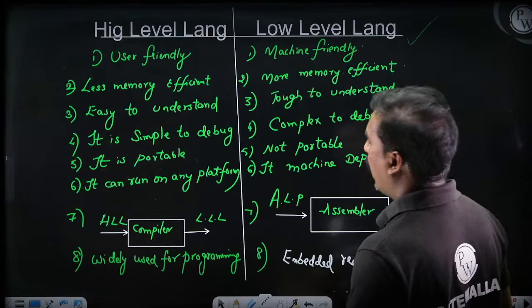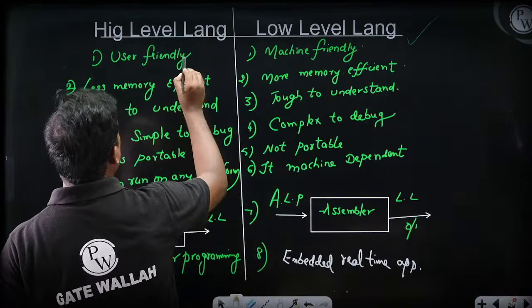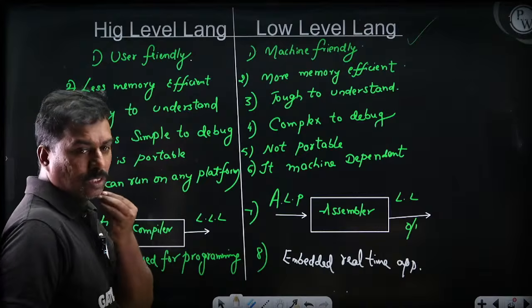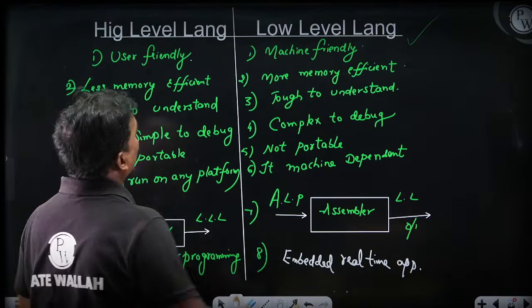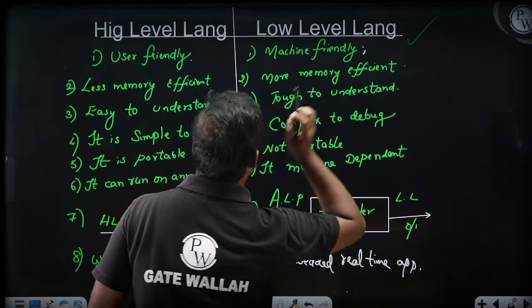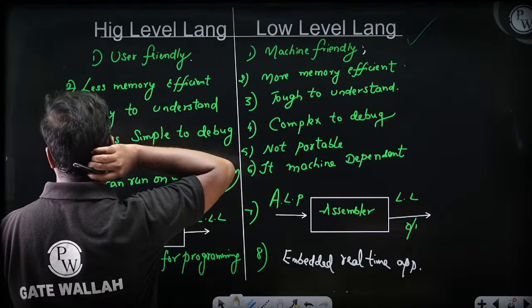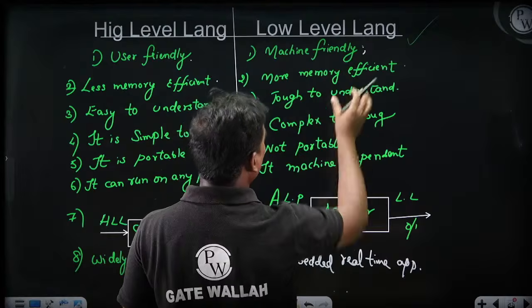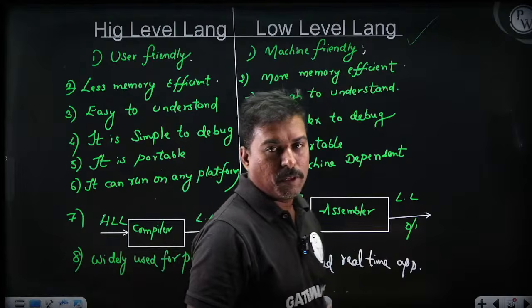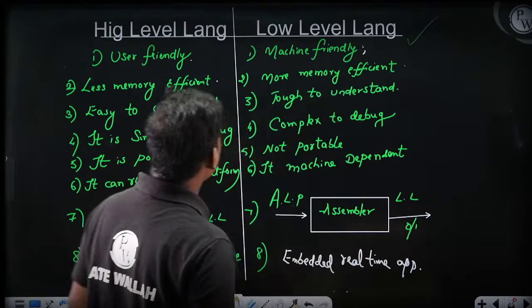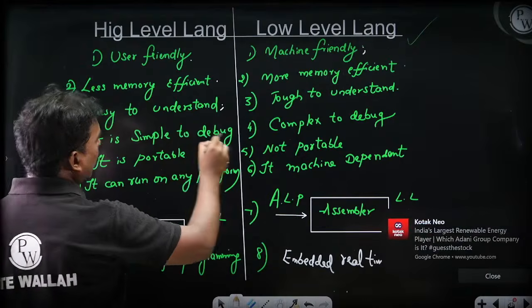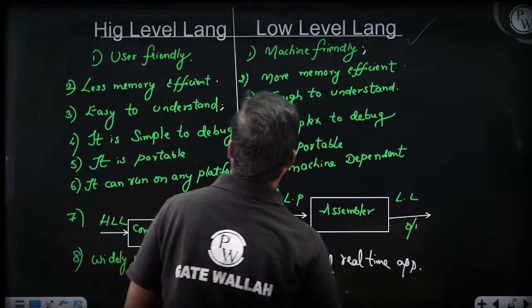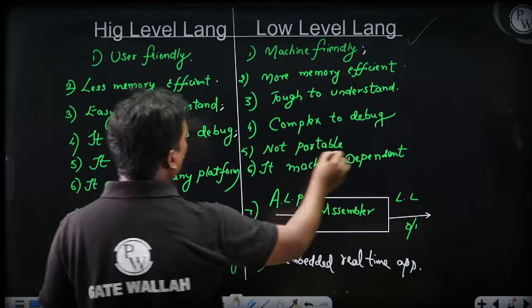First of all, high level language is user friendly, and low level language is machine friendly. High level is less memory efficient, low level is more memory efficient. More memory efficient means why? Because it talks about processor architecture. Next, high level is easy to understand, low level is tough to understand. High level is simple to debug, low level is complex to debug.